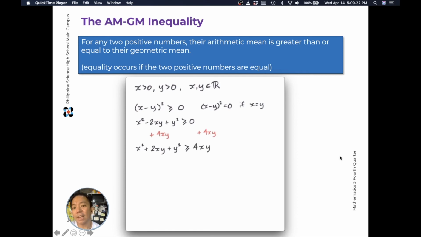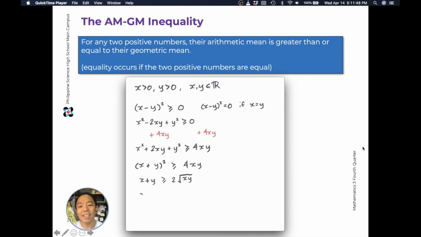But notice that the left-hand side is a perfect square trinomial. I can factor it, like so: (x plus y) quantity squared is still greater than or equal to 4xy. From here, we can take the square root of both sides. And since x and y are both positive, we will not consider the negative condition, because they are positive to begin with. So notice, x plus y is greater than or equal to 2 times the square root of xy.